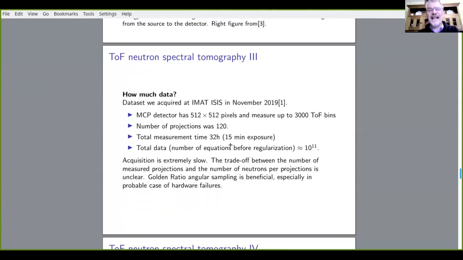Okay, so let's do our count of data. It's not too bad. The detector that we have is a 512 by 512, but we get thousands of spectral points, time of flight bins, because that's just a time resolution. We took 120 projections for one of the experiments that we did. It's really a matter of time versus number of projections versus time averaging for each projection. So the total data on this is something like 10 to the 11.